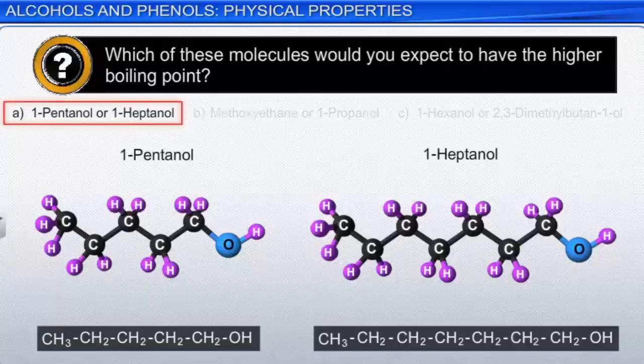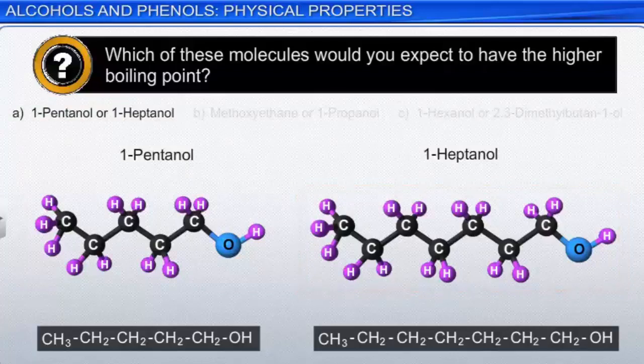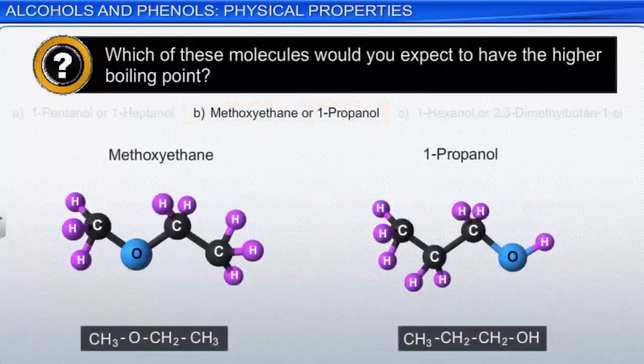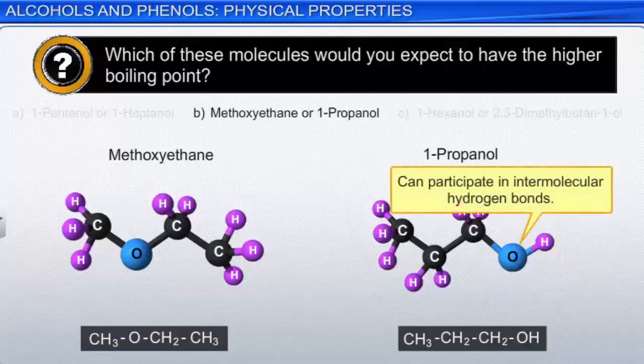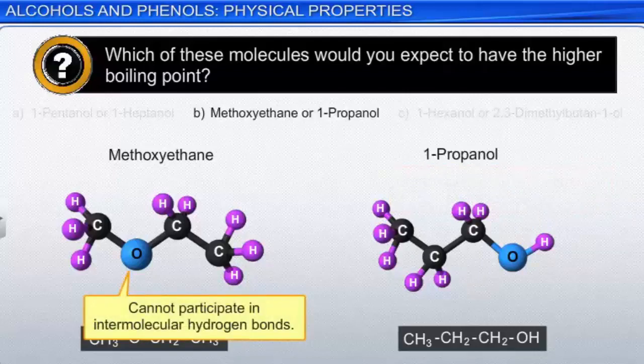For set A, 1-heptanol has the higher boiling point because it has the longer carbon chain. For set B, 1-propanol has the higher boiling point. 1-propanol, with its hydroxyl group, can participate in intermolecular hydrogen bonds, while the ether methoxymethane cannot.